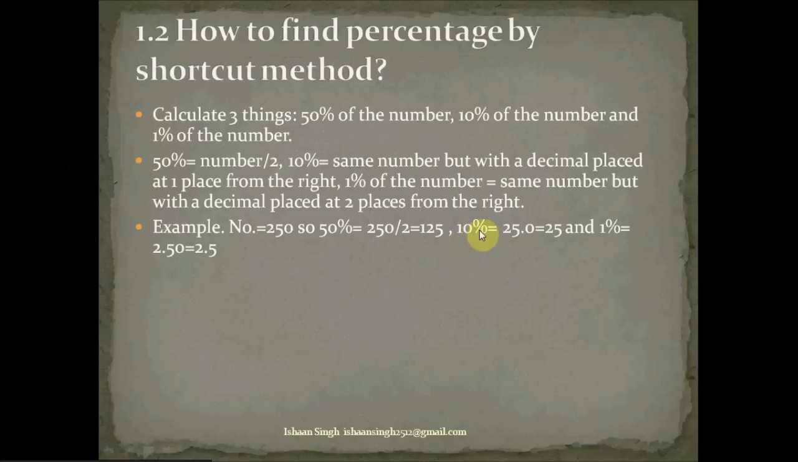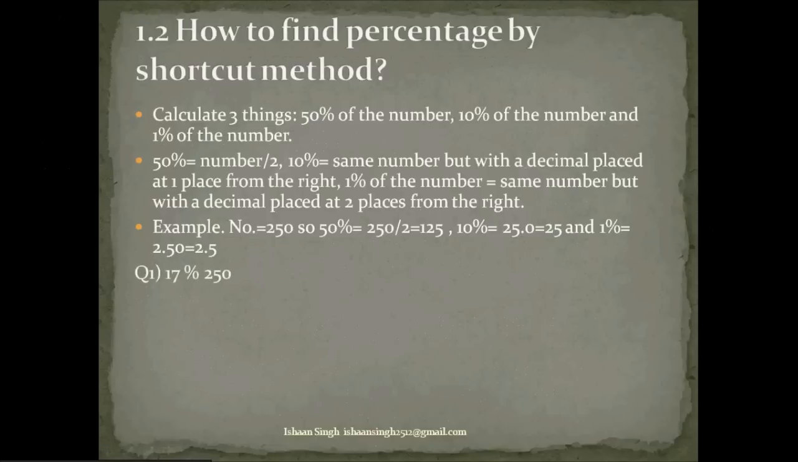10% of 250 is equal to 250 with the decimal moved one place, so this becomes 25. And 1% of 250 is equal to 2.50, so that means it is equal to 2.5. Now let us see how we are going to calculate the percentage using this method. Suppose you have to calculate 17% of 250.